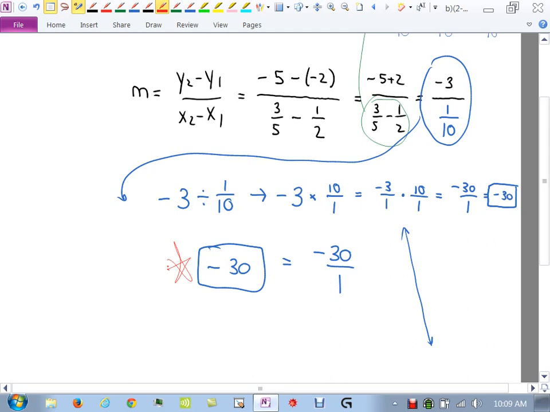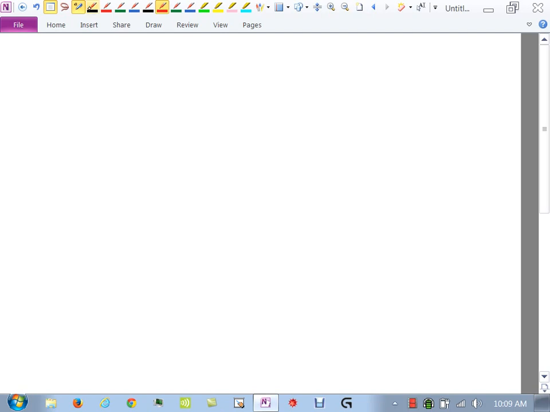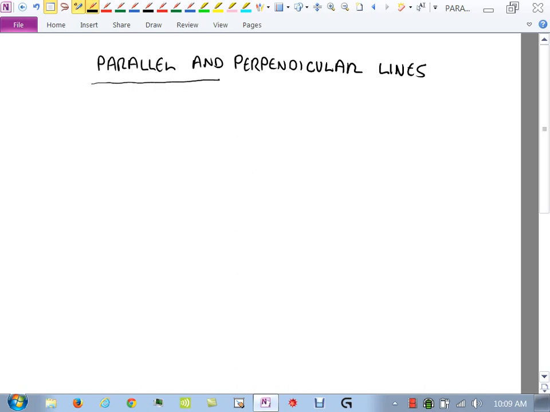All right, let's go on to another concept here. Those are the only examples I'll do for those. Your next one, I want to talk about two important lines called parallel and perpendicular. Two special types of lines, parallel and perpendicular.